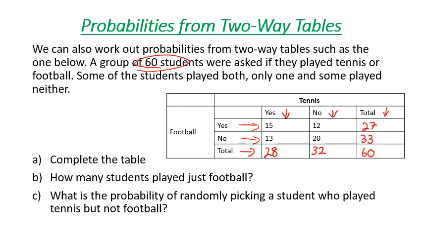How many students played just football? Well, if we're looking at just football, they played yes for football, but no for tennis. So that would have been 12. Next question says, what is the probability of randomly picking a student who played tennis but not football? Well, if you played tennis here, that's a yes for tennis, but it's a no for football. So it would be 13 out of 60 as our probability of randomly picking a student who played tennis but not football.